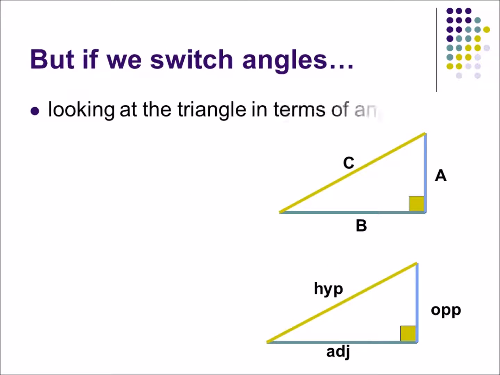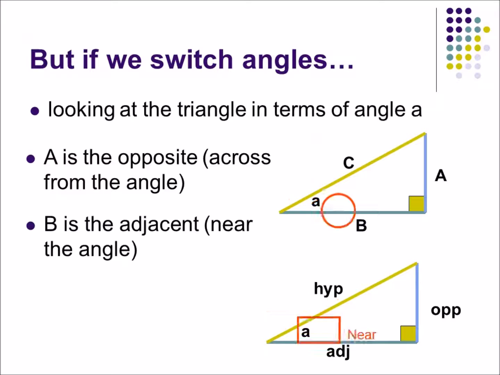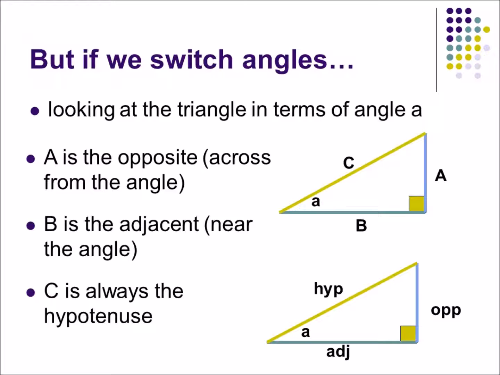But if we were to switch angles, instead of looking at angle B, let's say we look at this angle A down here in the lower left, then the opposite and the adjacent switch. Now the opposite is A, right? Because now side A is directly across from angle A, and the adjacent is B, because now side B is right next to, or adjacent to, angle A. But once again, the hypotenuse is C, because that never changes. That's the longest side.